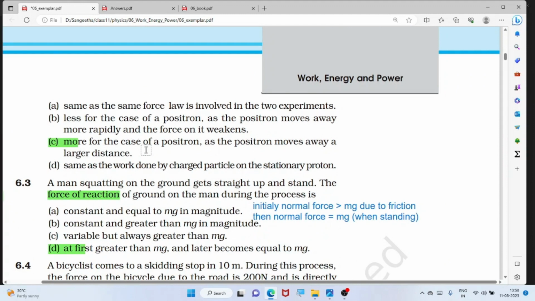So more in case of positron, work done is more because of the more displacement, as the positron moves away over a larger distance.